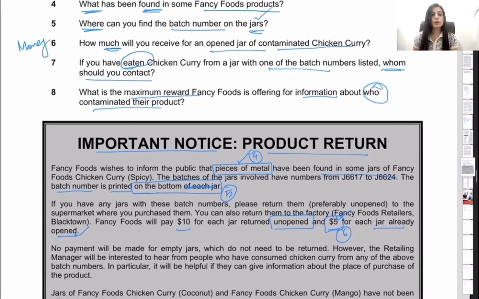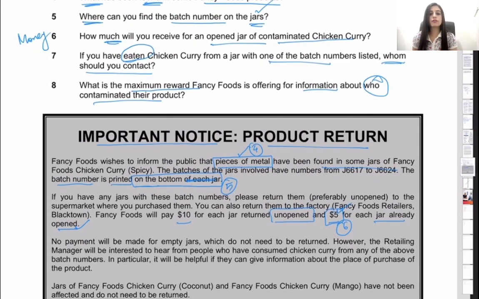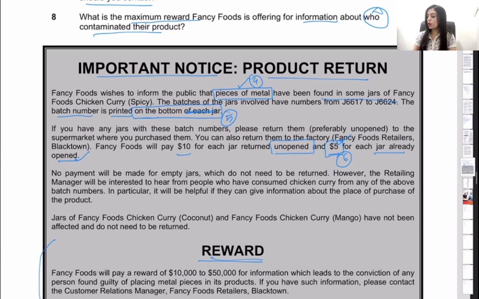Then we move on to, if you have eaten chicken curry from a jar with one of the batch numbers, whom should you contact? So whom should you contact? Now you don't have to read these lines unnecessarily, because we have found that the answer to question number 6 is here. So definitely the answer to question number 7 would be below this part. So who should you contact?